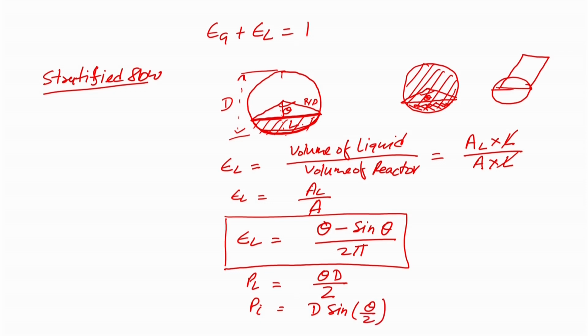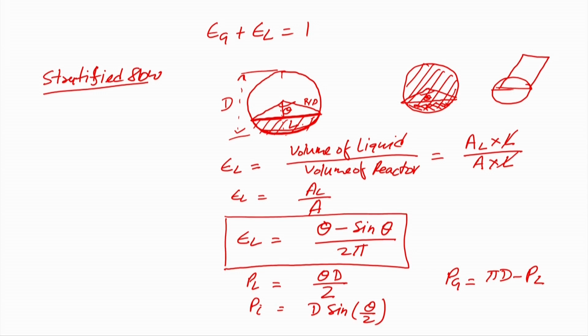Now, PG will be nothing but pi d minus PL, so you will get the PG value. If you know the liquid level inside or the gas level inside, you can calculate epsilon L, epsilon G, PL, PI and PG by using small trigonometry. You just have to solve the trigonometry and you will get all these parameter values. I recommend that you definitely solve it. If you face any problem, please write back and we will discuss it further in detail.